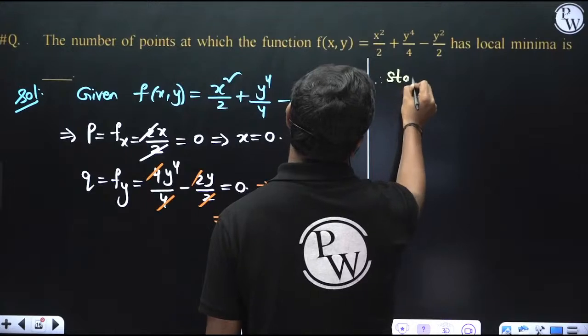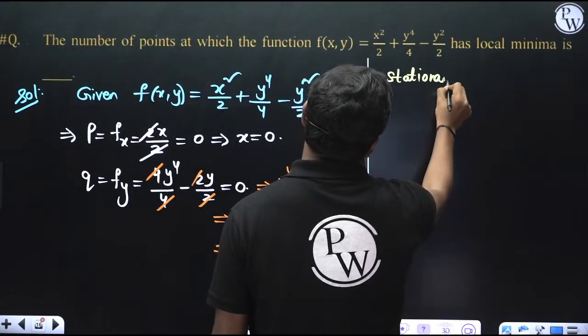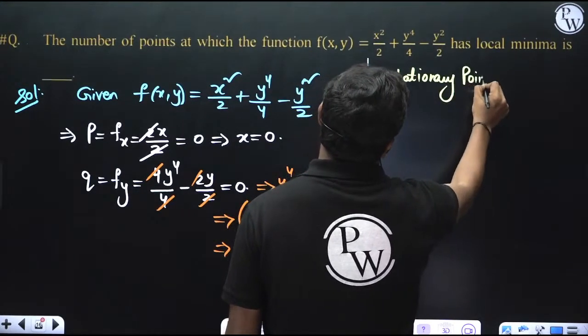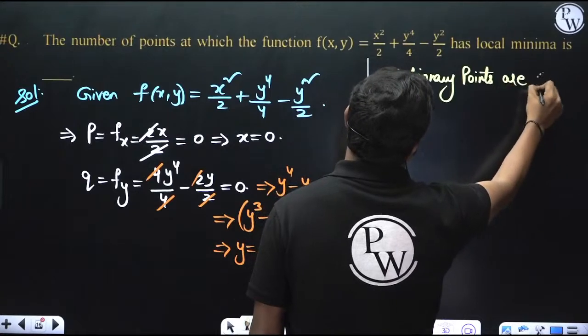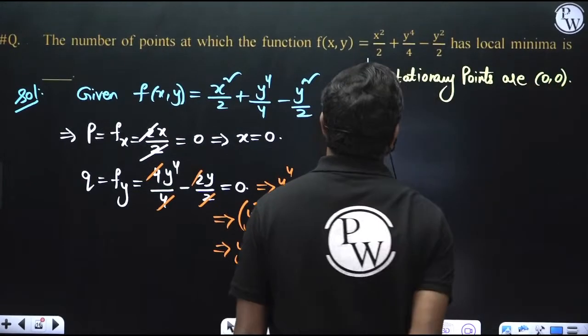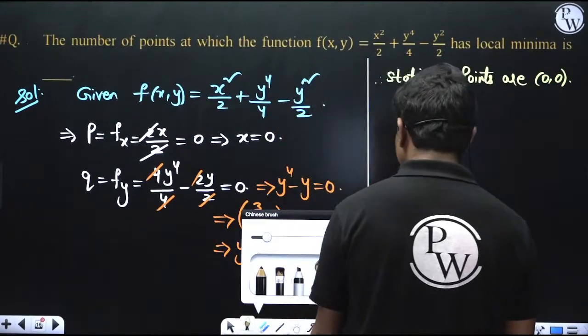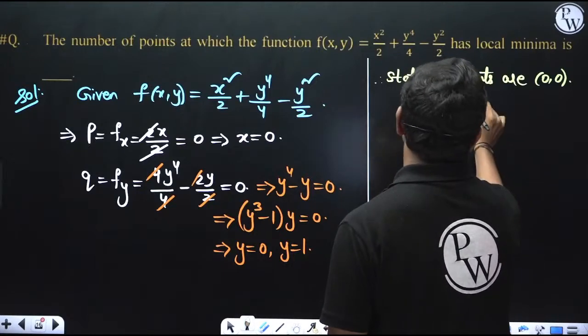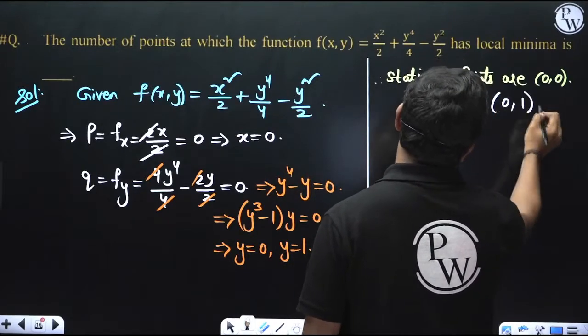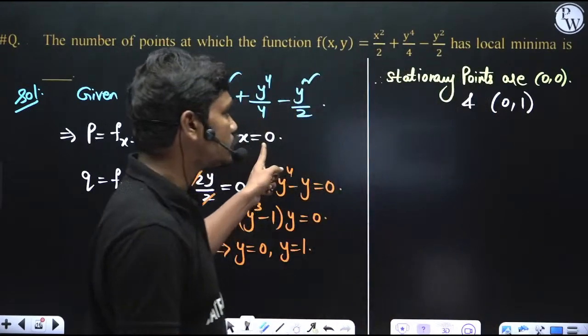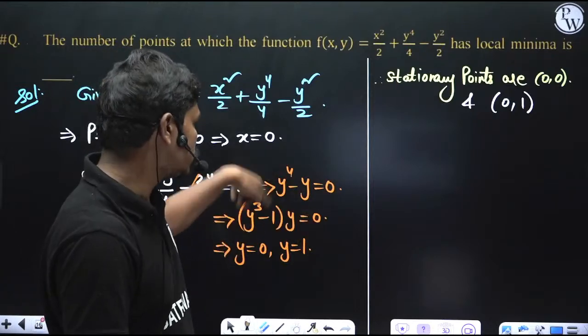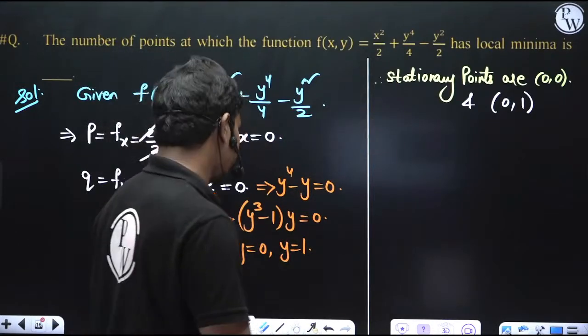So the stationary points are the origin, so 0 comma 0, of course, and one more point is 0 comma 1. Because you have x equal to 0, which is fixed in both the cases, and y equal to 0 and y equal to 1. So you get two stationary points in this case.